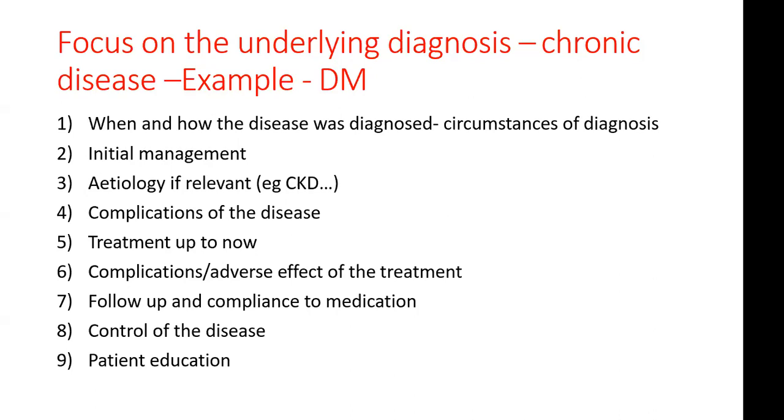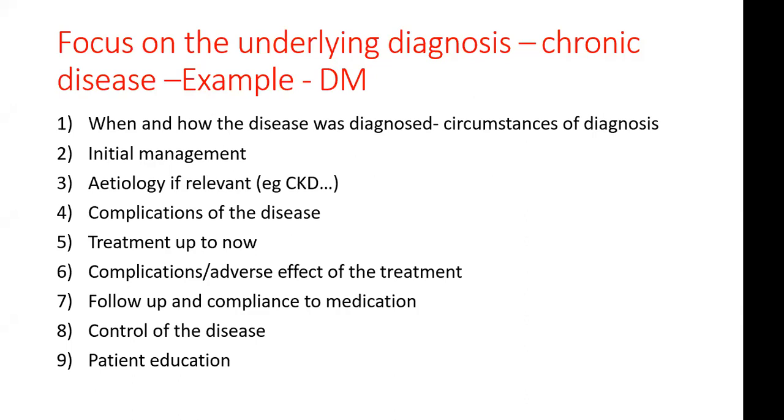So these are the first few 5 points. How was the disease diagnosed? When was the disease diagnosed? What is the initial management of the disease? Is there etiology that you need to explore? What are the complications of the disease and the treatment up to now? Okay, treatment up to now. In the example of diabetes, metformin, then another drug was added maybe, and then the patient is now on insulin because of poor control. So that sort of description should be given. It doesn't have to be a very detailed description, but you have to cover these points.